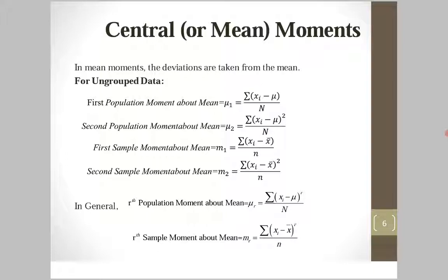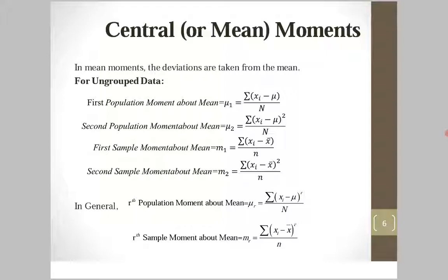What is a deviation? Deviation means how far the data item is, that is, the distance between the data item and the central point, the mean of the data. So in a mean moment or central moment, the deviations are taken from the mean. Generally, in moments we have to calculate the deviation values.